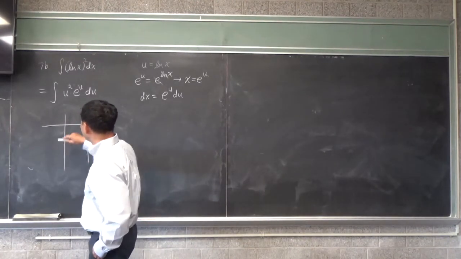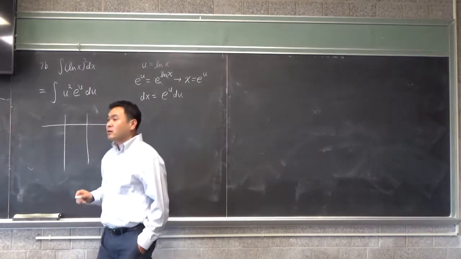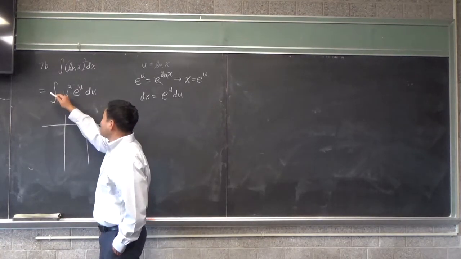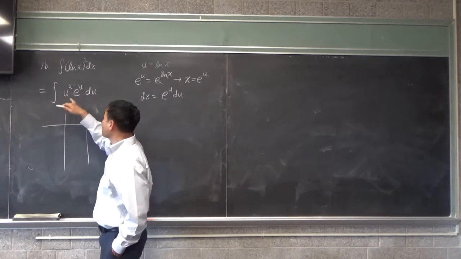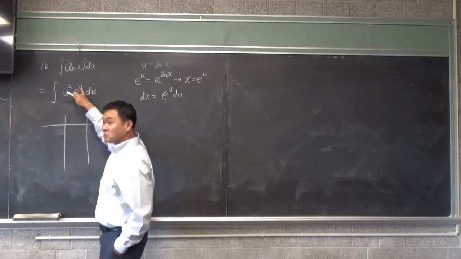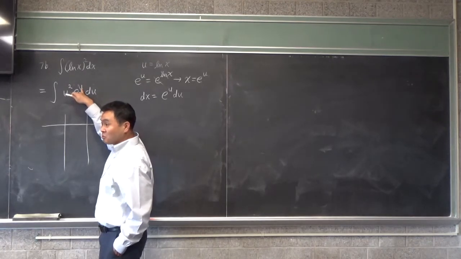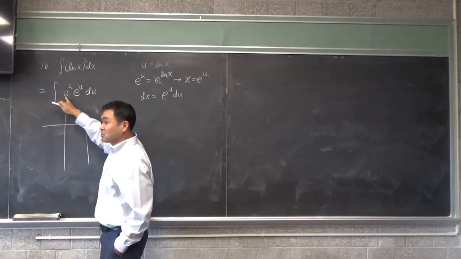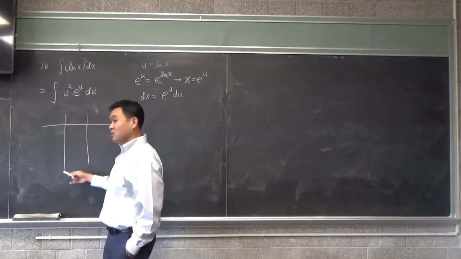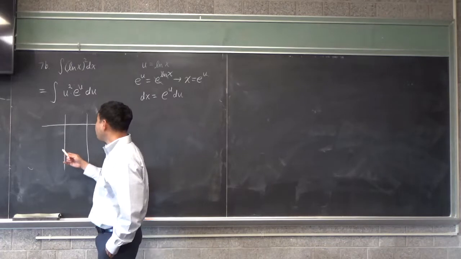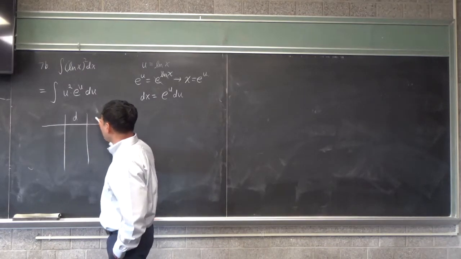Tabular. Oh, by the way, sometimes this thing multiplied is just an artifact of the chain rule. In that case, we don't have to use tabular. It's just u substitution. But here, the inside function is just simply u, and the derivative of u is just 1. So this is not the artifact of the chain rule, which means that it's really the tabular method. Okay? All right, so tabular.